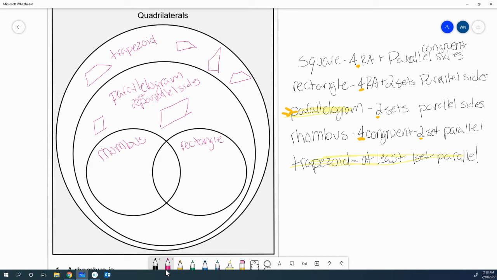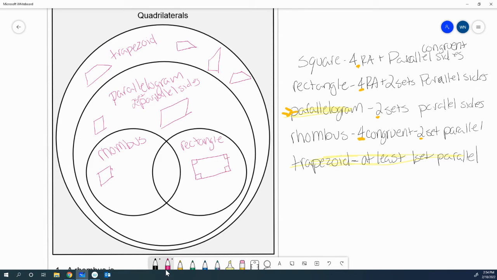But we know our rhombus has to have 4 congruent sides, 2 sets of parallel lines. So we've got this side, and this side. That doesn't quite look right. Let's erase that one and try that one again. Let's draw a rhombus. That's better. Good. And then a rectangle. You know what a rectangle looks like. I'm going to put my right angles in my rectangle to remind myself that rectangles have to have right angles.